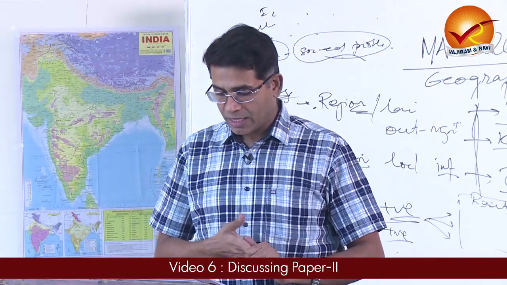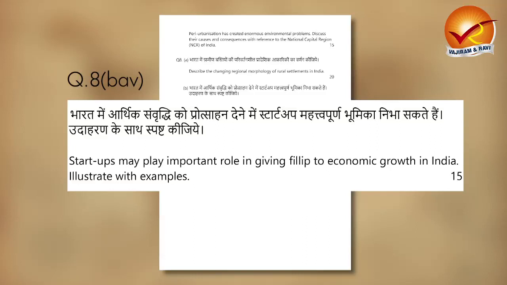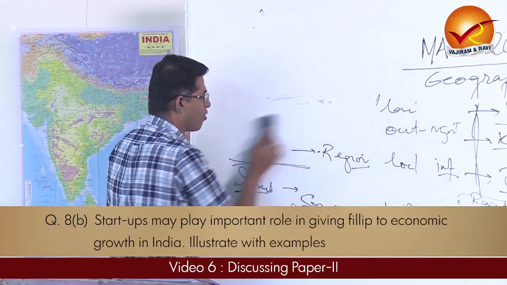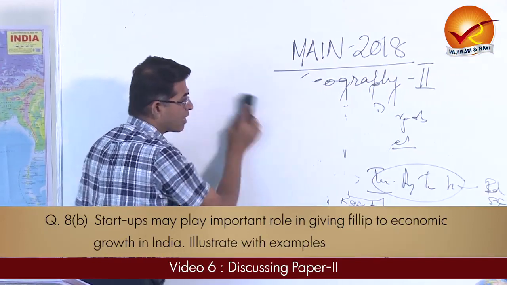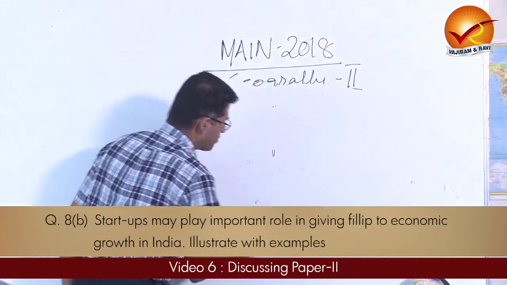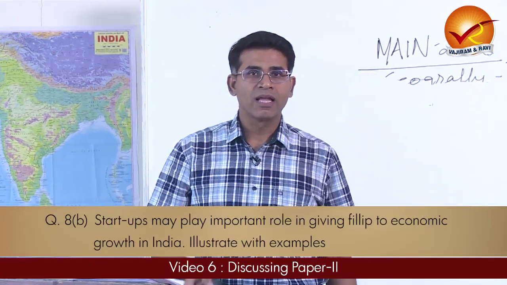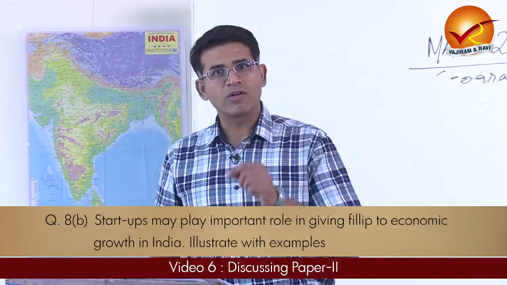We move on towards the next question, question number 8B, which is: startups may play an important role in giving fillip to economic growth in India. Illustrate with examples. So another seemingly vague question from the geographical perspective, but like I said, sometimes we are not left with much choice. Sometimes such questions can also become compulsory questions. We had one last year on GST also. This year, we have this question. We have a question on language also.